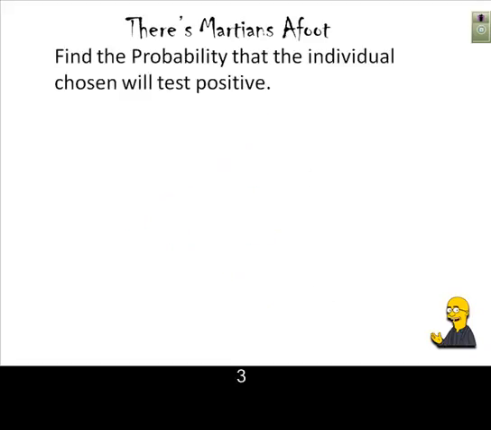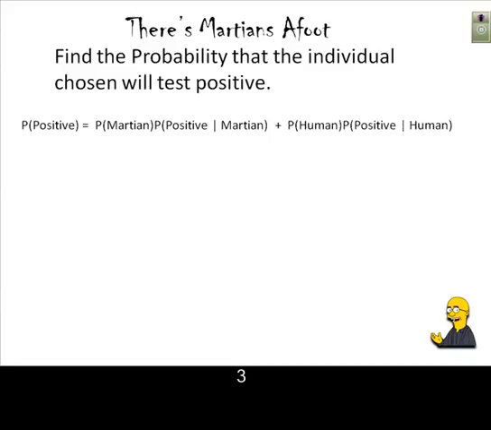First of all, let's find the probability that the individual chosen will test positive. Now remember, there's a couple of ways that could happen. An individual could test positive if they are indeed a Martian. So we could select the Martian, test them, and get a positive result. That's one way we could get a positive result. The other way is we could select a human, and that human tests positive. Of course, we would get a false positive. So we see here that the probability of testing positive equals the probability of choosing a Martian and that individual getting a positive result given that they're a Martian, or we could select a human and get a positive result given that we've selected a human.